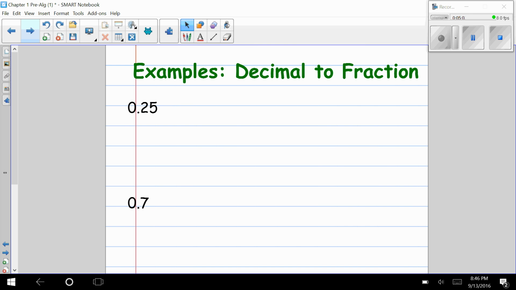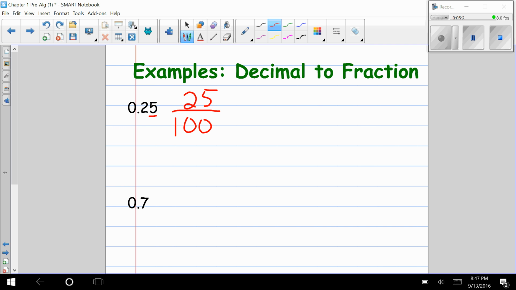Now let's change decimals into fractions. To change a decimal into a fraction, our rules said that we write the numbers to the right of the decimal. Those are going to be our numerator. Over, our denominator is the place of the last number. The last number here is the 5, and it is in the hundredths place. Now we have to simplify. I know that 25 goes into 25 and 100. So this simplifies to 1/4.